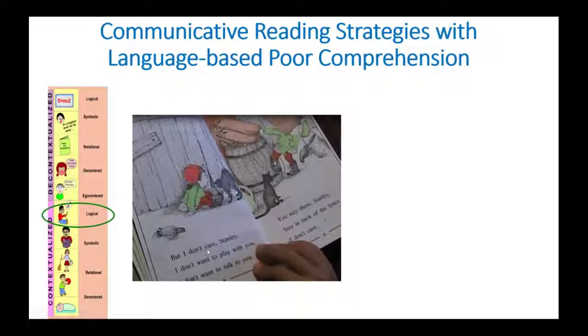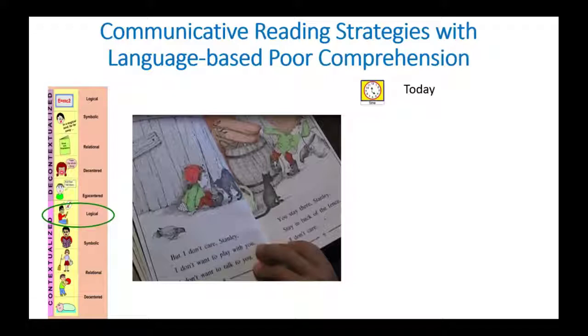So he says, but I don't care, Stanley. So it's not just talking about like the boy saw the cat and said, cat, will you be my friend? He's saying, but I don't care. So we have to know what he means by I don't care. Stanley is not the cat. Stanley is somebody on the other side of the fence. I don't want to play with you. I don't want to talk to you. So we don't see play going on, and you can see us talking. So basically this sets the stage or the setting, but it doesn't communicate as much of the information as the other picture did.